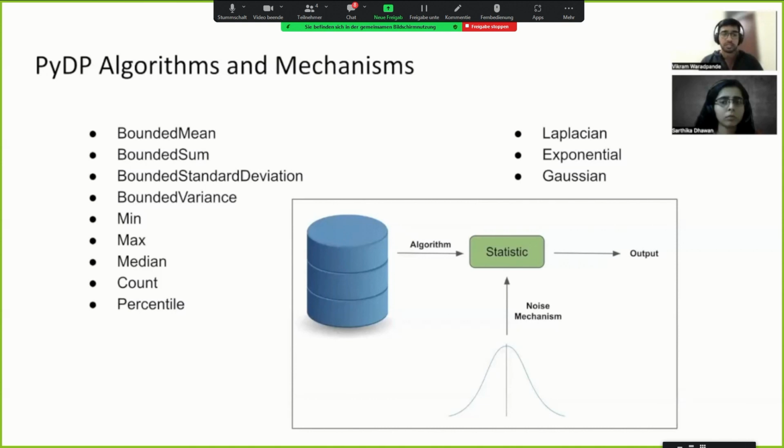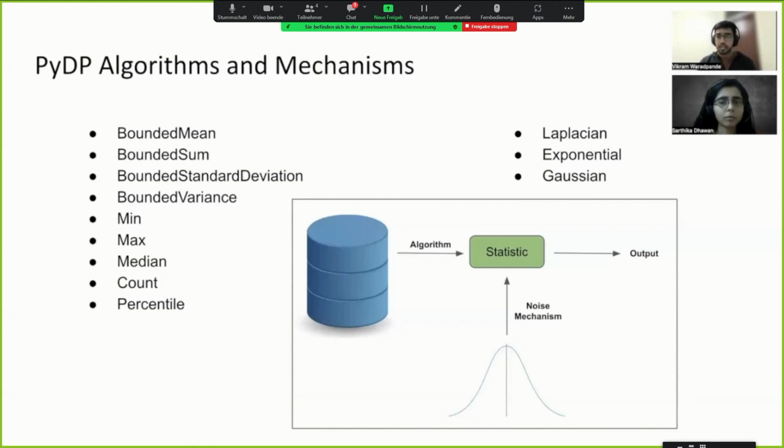So as the name suggests, these algorithms, for example, bounded mean or bounded sum, are trying to find out some statistic of the data set, but doing those statistics in a differentially private manner. So take, for example, bounded sum. This algorithm is basically trying to sum up a particular numerical value in the database, but trying to do it in a differentially private manner, that is by adding some noise. And the way in which we add this noise is referred to as a mechanism. And there are three mechanisms in place, that is the Laplacian, exponential, and Gaussian.